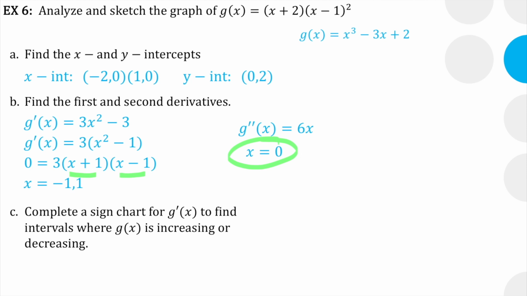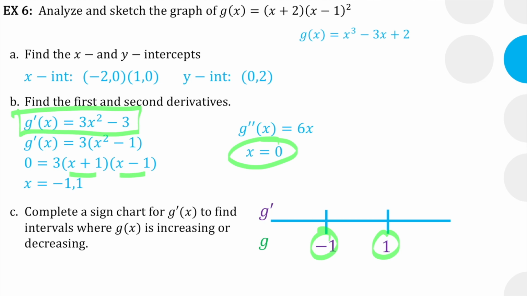Part C says complete a sign chart for g prime of x to find intervals where g of x is increasing or decreasing. Man, we're getting good at these sign charts. So I've got my zeros of the first derivative marked on my little picket fence here. And then I need to pick something below -1 to plug into my first derivative. So below -1, I have a positive slope. And then between -1 and 1, I have a negative first derivative or a negative slope. And then above 1, I have a positive. So the graph of g is going up, going down, going up again.